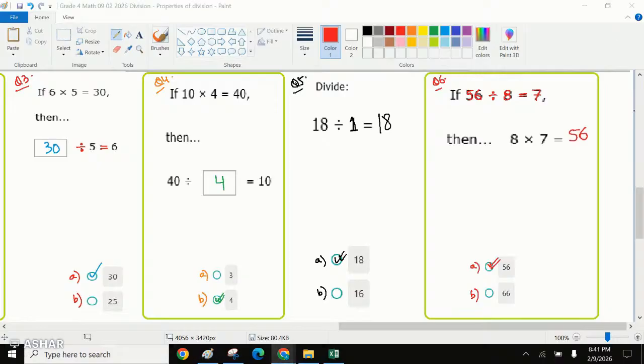Okay. These are very simple and easy questions. You just need to see what multiplication needs to be done, what division needs to be done, right? Please do complete the remaining questions from the test so that you may have a bit of practice.